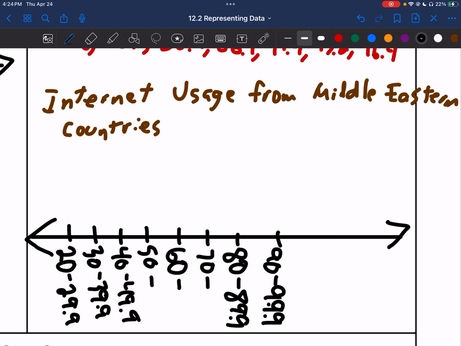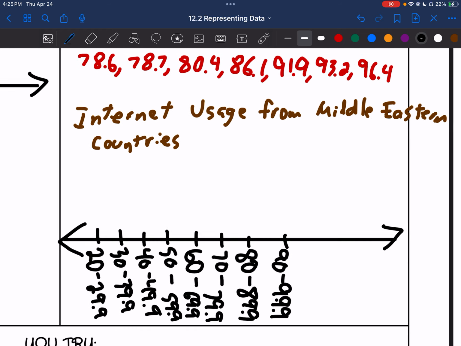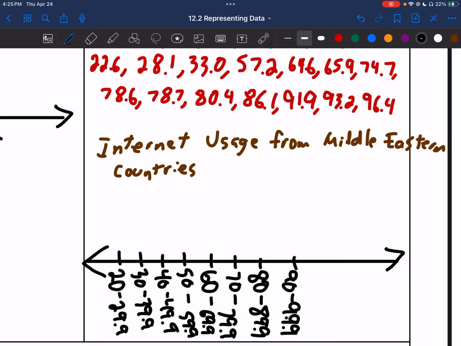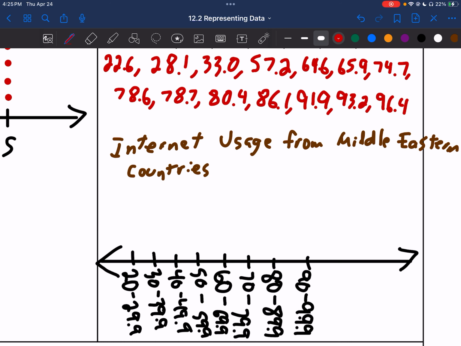We have all our data up above, and we just now need to say what falls into the range of 20 to 29.99. And so we're going to have two values that are going to fall into that range. In the 30 to 39, we've got one value. 40 to 49, there are none. 50 to 59, we have one.